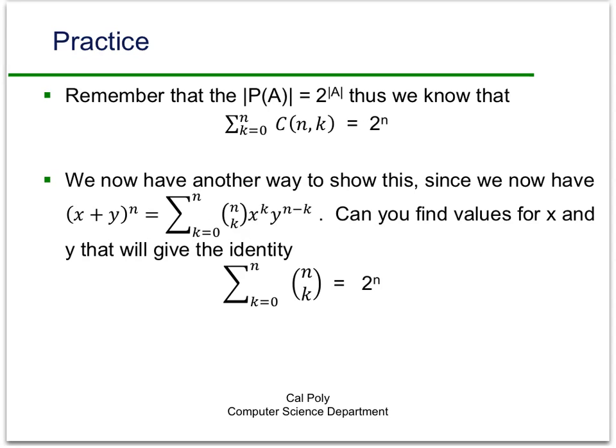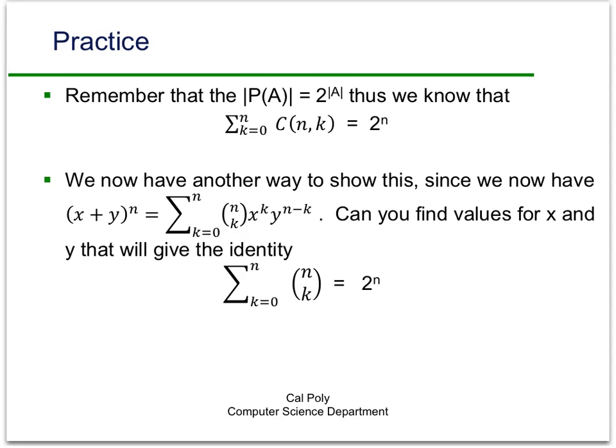So here's a real simple application of this. Remember that the cardinality of the power set of A is equal to 2 to the cardinality of A. So if A is a 5 element set, then the power set contains 2 to the fifth, or 32 subsets.